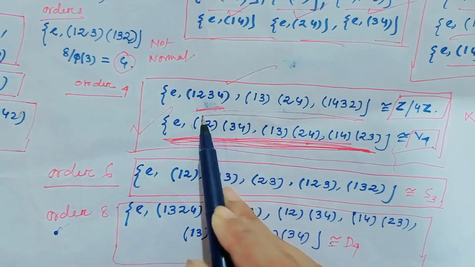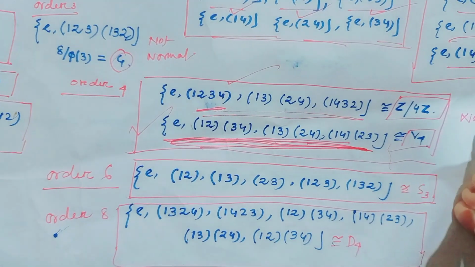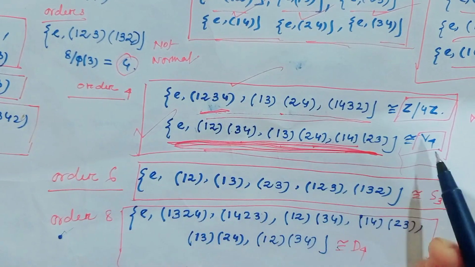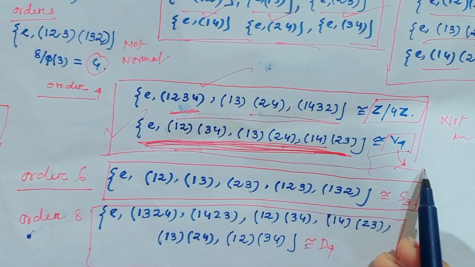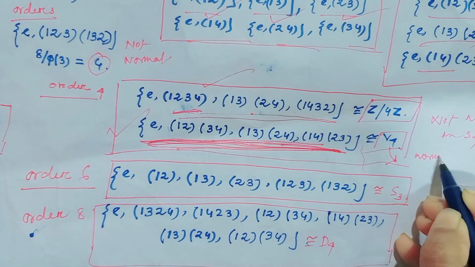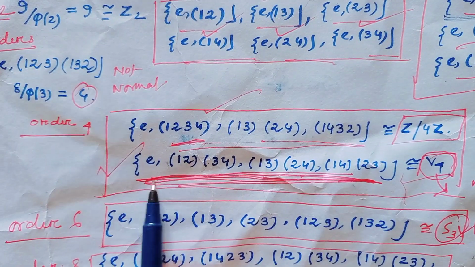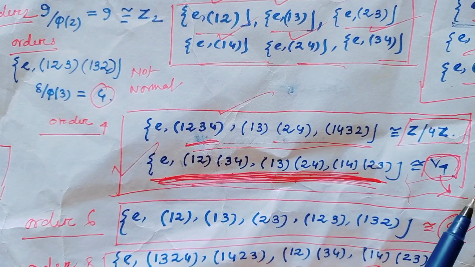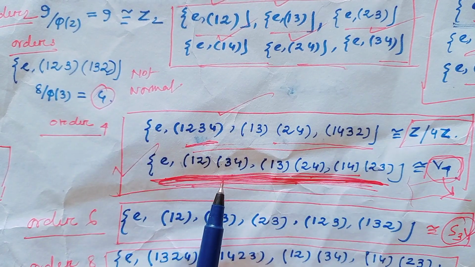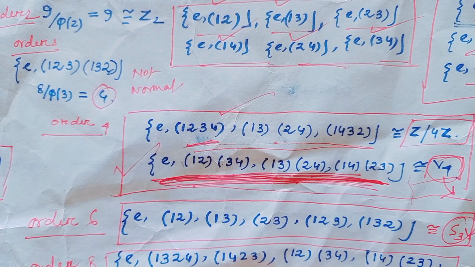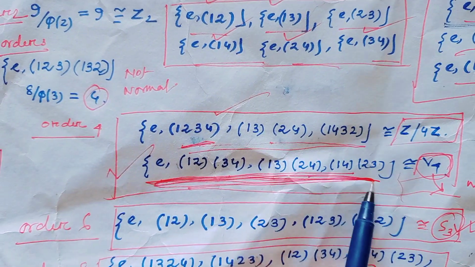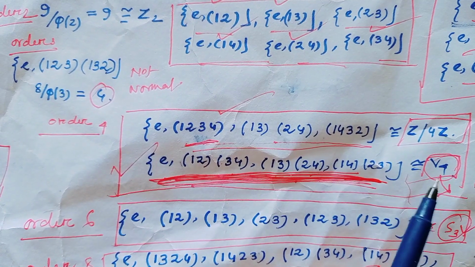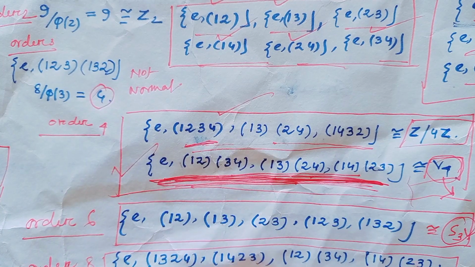This subgroup is not normal in S4, Z4 is not normal in S4, because this 3 cycle and 2 cycle does not contain all conjugacy classes. The subgroup which is isomorphic to the Klein 4 group is obviously normal in S4, because the Klein 4 group contains all 2 plus 2 cycles. So in S4 the Klein 4 group is a normal subgroup because it contains all 2 plus 2 cycles.